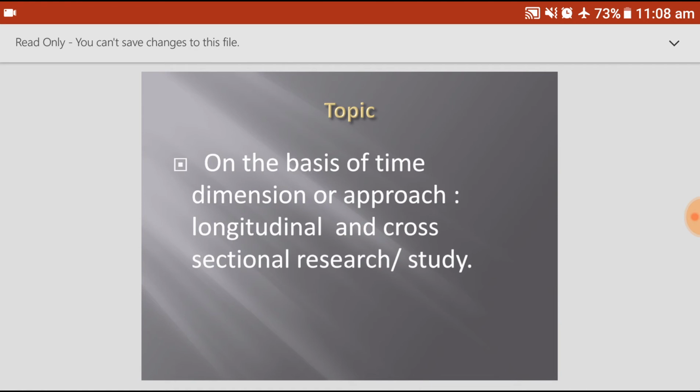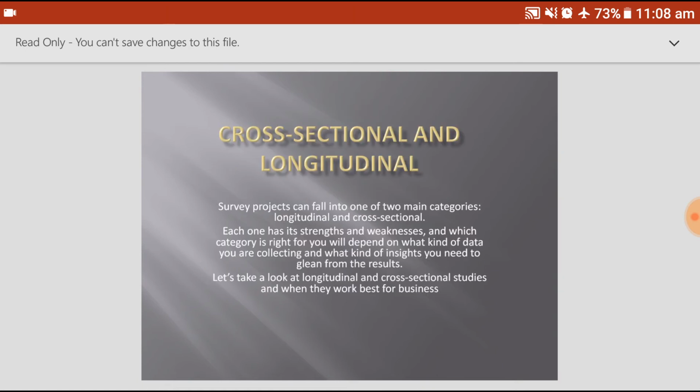Assalamu alaikum. Today my presentation topic is, on the basis of time dimension or approach, longitudinal and cross-sectional research or study. Cross-sectional and longitudinal survey projects can fall into one of two main categories: longitudinal and cross-sectional. Each one has its strengths and weaknesses, and which category is right for you will depend on what kind of data you are collecting and what kind of insight you need to glean from the results. Let's take a look at longitudinal and cross-sectional studies and when they work best for business.